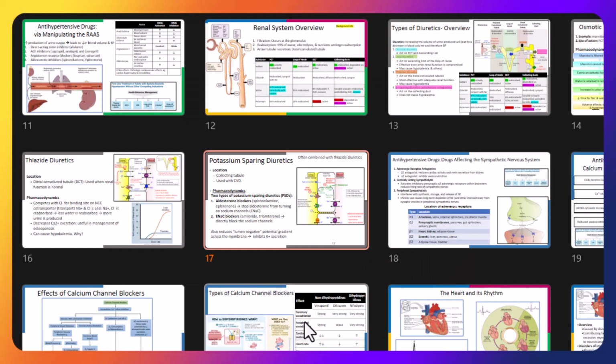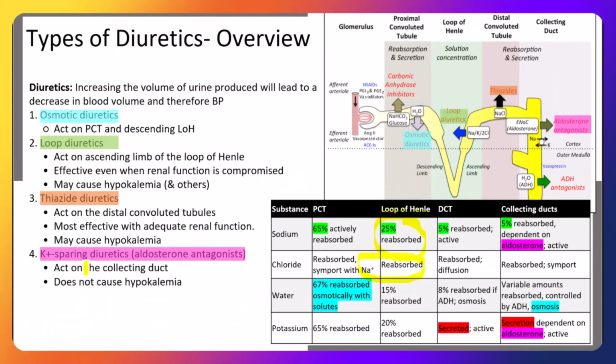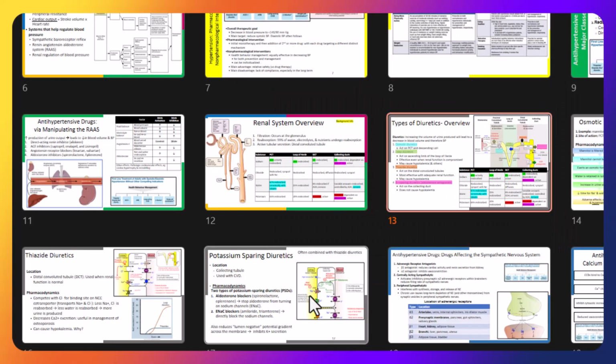Moving on to the final one, so now we're on the potassium-sparing diuretics, also known as aldosterone antagonists.